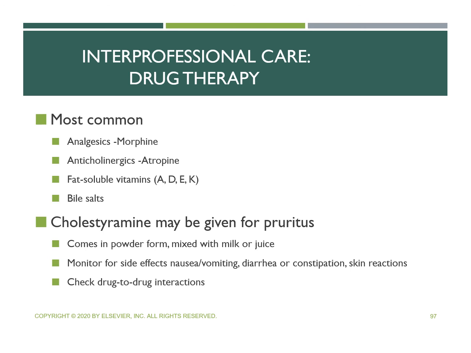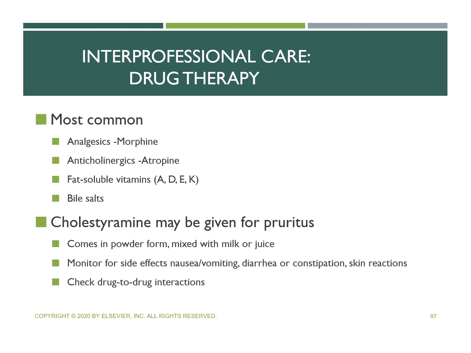So for drug therapy, analgesics, morphine is most common. For anticholinergics, atropine might be needed. Fat-soluble vitamins. And bile salts. Bile salts actually help digestion and vitamin absorption.